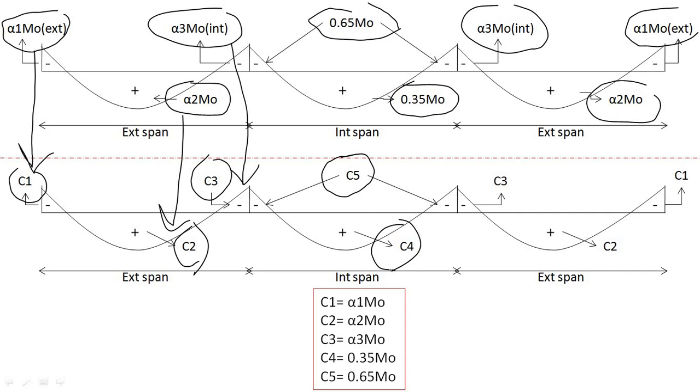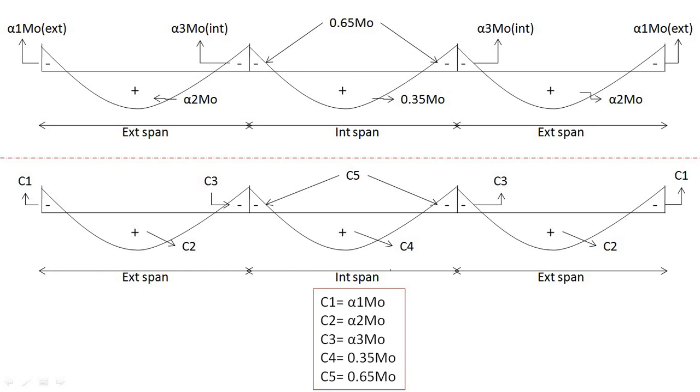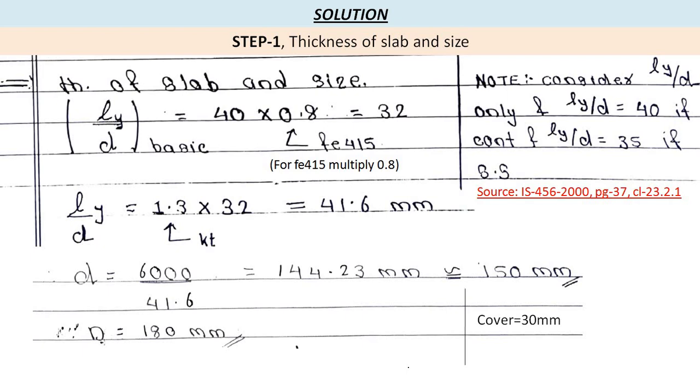So we will talk in this form: C1, C2, C3, C4. When we say the external negative moment, which is C1, we will place the value of C1 as alpha 1 m0. Similarly, if we talk about the interior span negative moment C5, the value of C5 will be 0.65 m0. So we will use these types of alphabets and numbers. Now moving on to the solution.